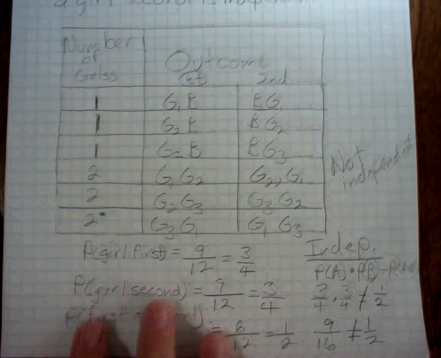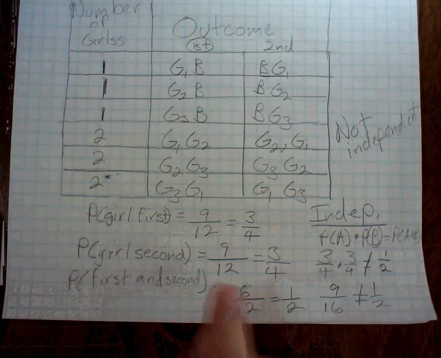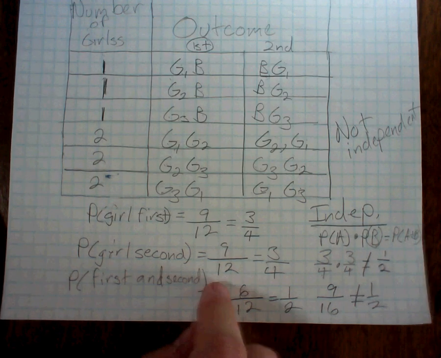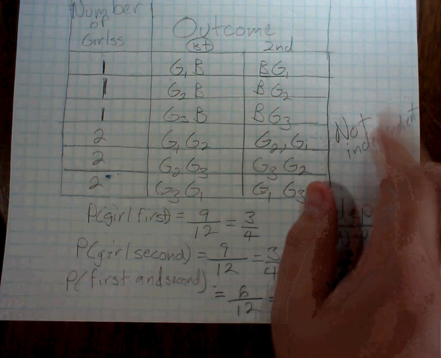Some textbooks talk about being mutually exclusive. But I don't want to dive into that just yet. Okay? So because the second person depends on who the first person is, then these are not independent events.